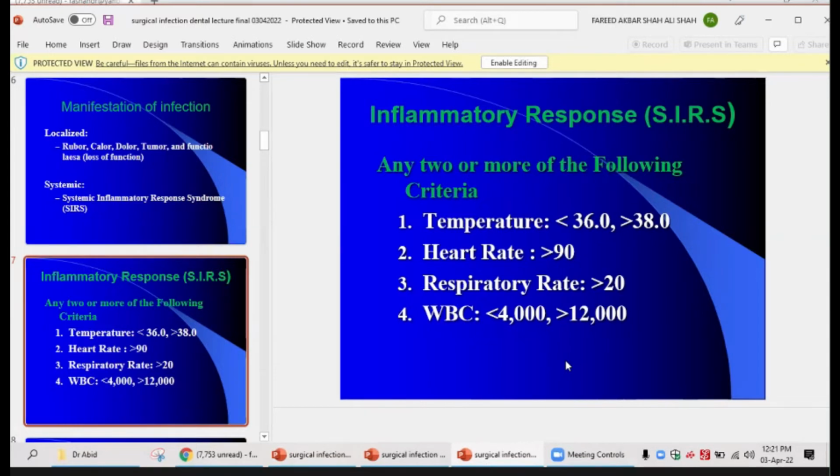It is called SIRS, and it means that two or more of the following criteria should be fulfilled: temperature less than 36 or more than 38, heart rate more than 90, respiratory rate of more than 20, and a white blood cell count less than 4,000 or more than 12,000. If two or more of these four are present, it is said that the patient has SIRS.